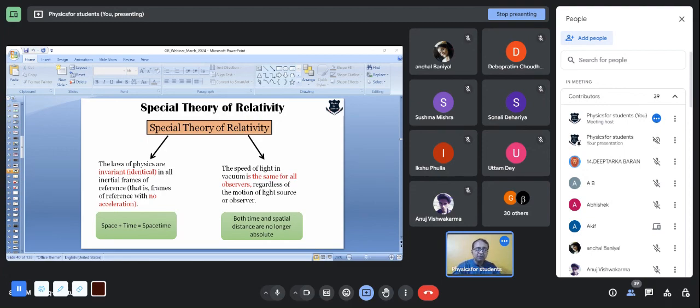Invariant means what? Achal, do you have any idea? What do we mean by invariant? Or Sushma or Sonali, anybody can tell, what do we mean by invariant in physics? Unchanged. Yeah. So what will not change? Any idea? What will not change?